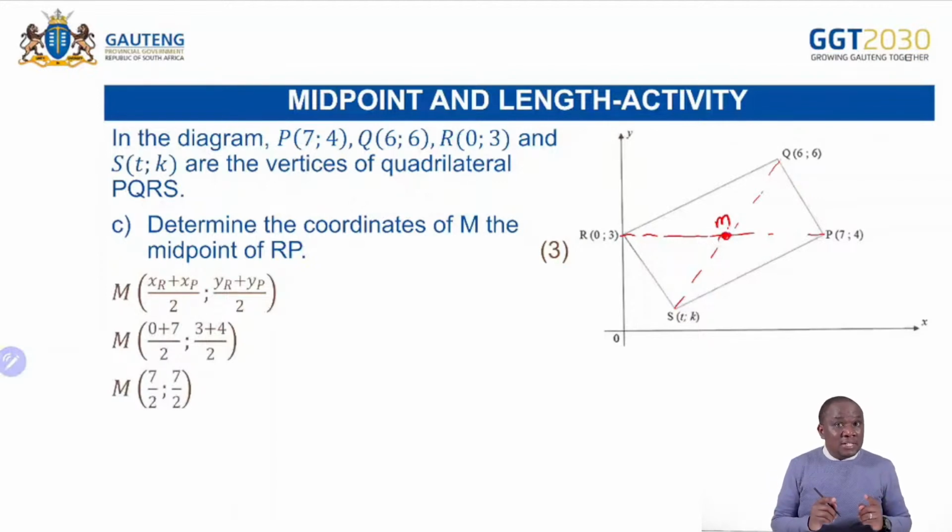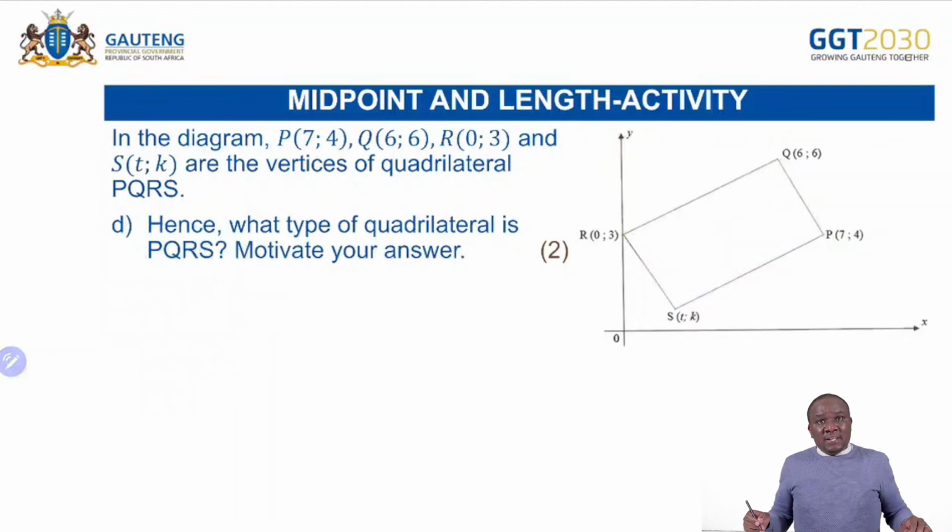Those are the diagonals of a quadrilateral. And then it means if they have the same midpoint, therefore these diagonals bisect each other. And then that gives us the answer for D. The diagonals bisect each other, therefore PQRS is a parallelogram. It is a parallelogram, okay, which is a rectangle. Okay, right. Remember, rectangle is a parallelogram.